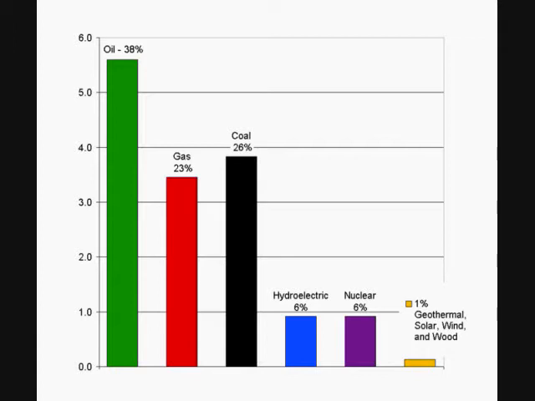Now hydroelectric accounts for 6%, and that is a renewable energy source, but then we go back to nuclear, 6%, which is a non-renewable energy source. And finally we hit all the geothermal, solar, wind, wood, tidal power. These only account for 1%, meaning that right now only 7% of our energy resources are renewable, and that's a big problem.